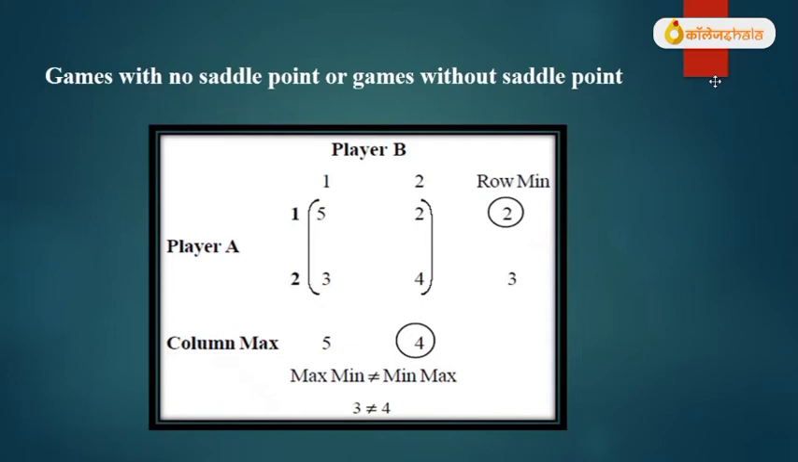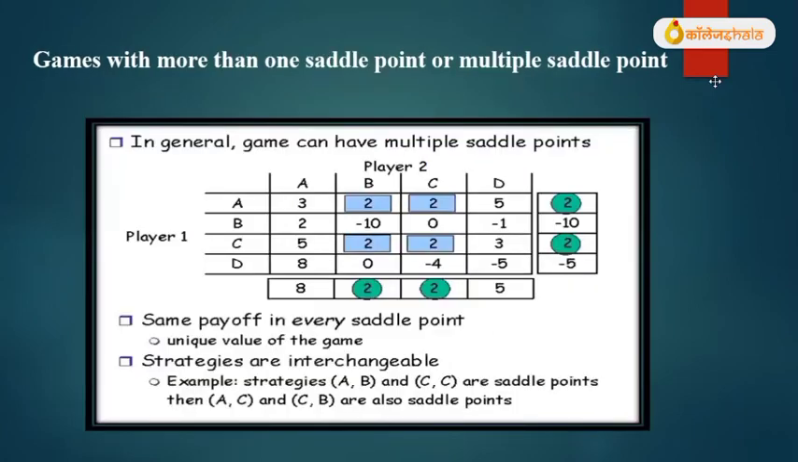So that means in this example, we can see there is no saddle point. This type of case will be there where there is not a single saddle point. Next, games with more than one saddle point, or multiple saddle points.